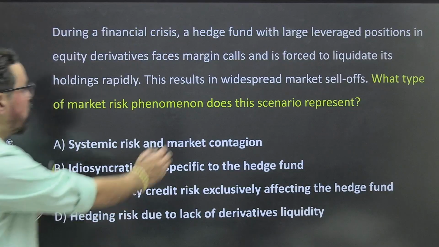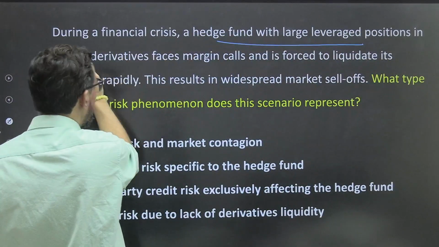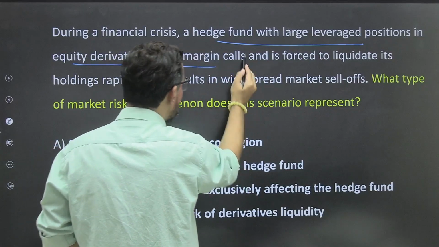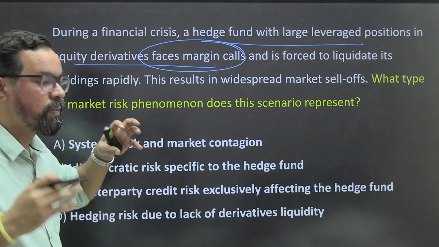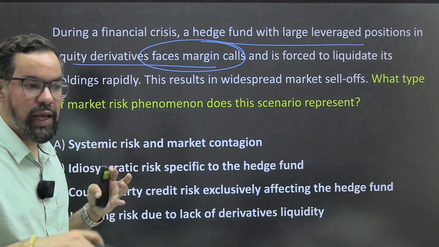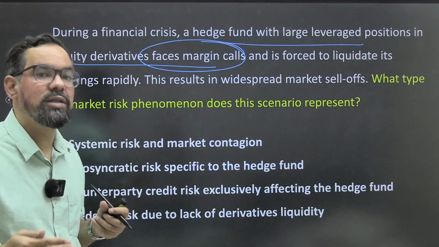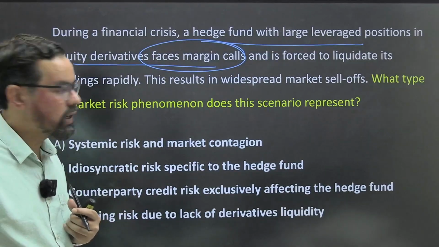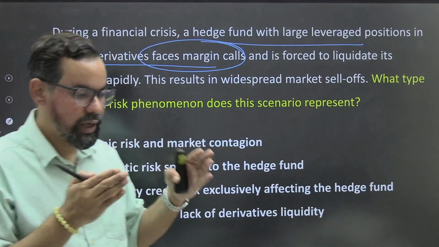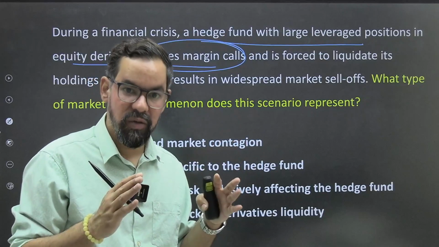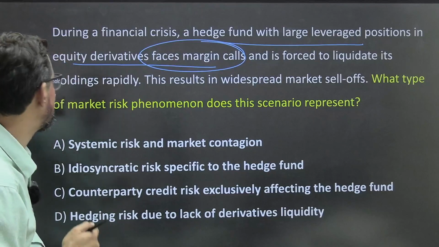Next one. During a financial crisis, a hedge fund with a large leveraged position in equity derivatives faces a margin call. Margin call is basically when their M2M, mark to market value, is going down. Like we bought an equity future, bullish about that particular security, but due to market changes the price started coming down. So now we will get a margin call from our broker. We have to maintain that particular margin at the M2M level, whatever was decided, and are forced to liquidate its holding rapidly.